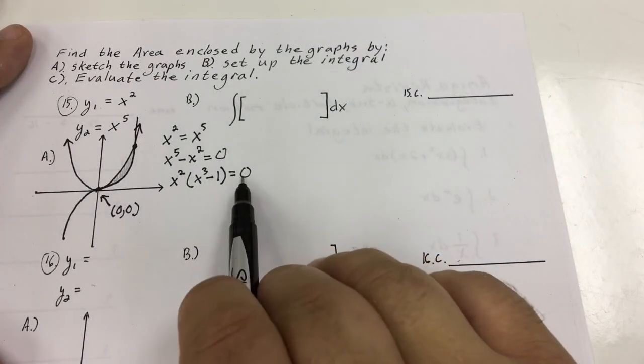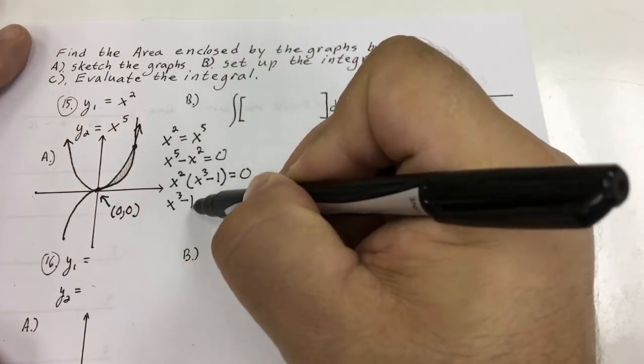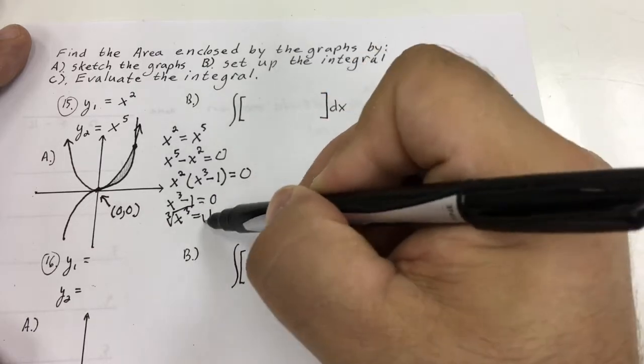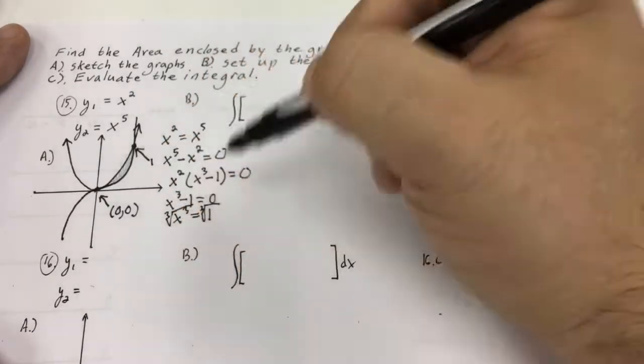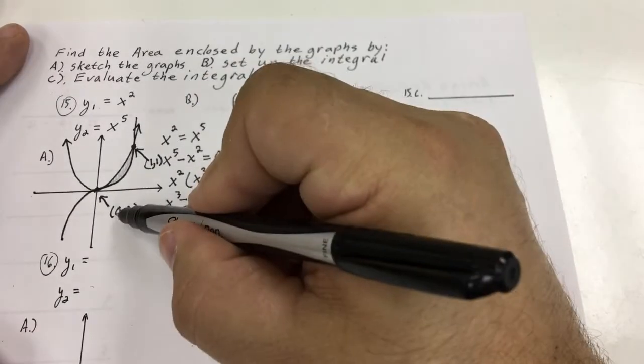I set x squared equal to 0, and I get 0. That's how I got that one. I set x cubed minus 1 equal to 0. I add 1 to both sides. That gives me x cubed equals 1. When I cube root both sides, notice I get x equals 1. So they intersect at x equals 0 and x equals 1. If I throw that back in, it's actually going to be the coordinate (1, 1). Now I have my limits of integration from 0 to 1.